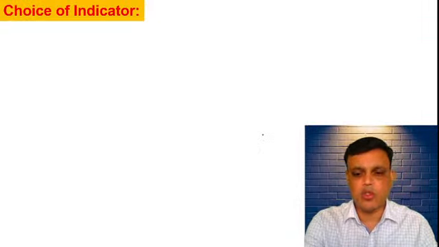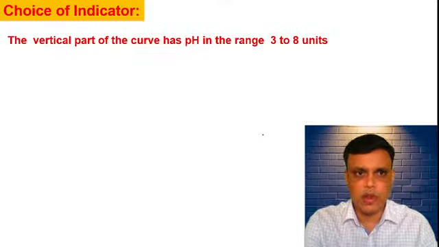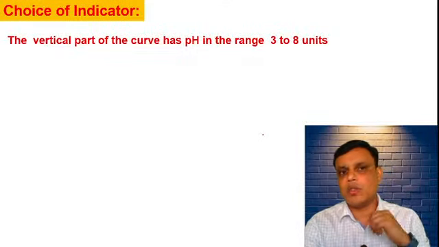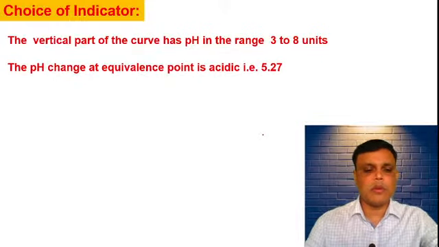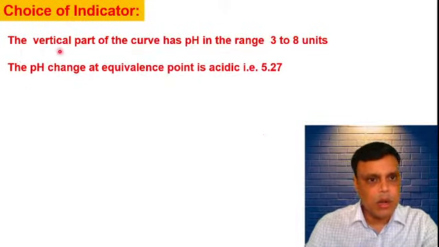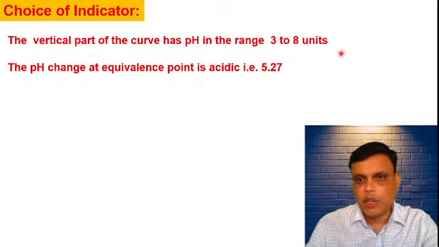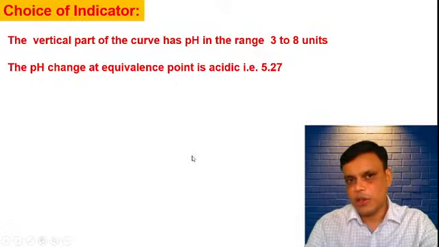Then we will see the choice of indicator. Now while choosing the indicator, you have to remember 2 points. Which 2 points you have to remember? आपकी स्क्रीन पे the vertical part of the curve has pH range 3 to 8 units. ये point important है, and the pH at equivalence point is acidic, that is 5.27.